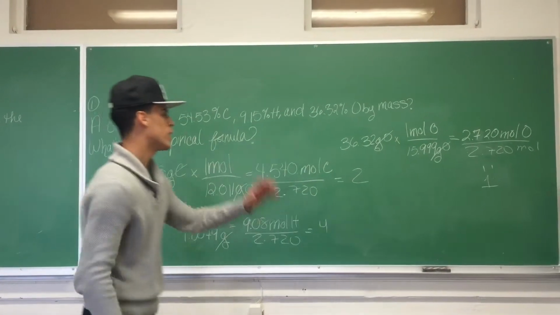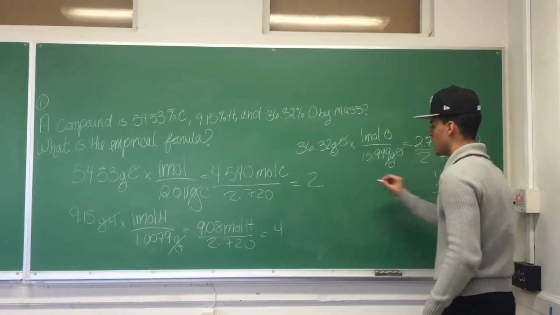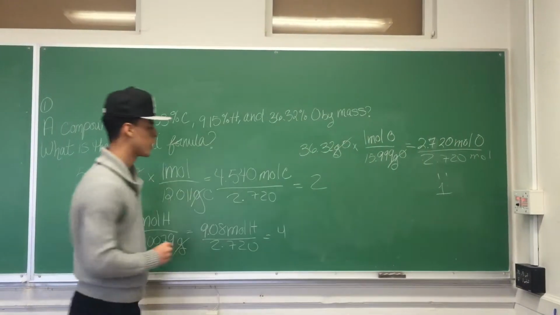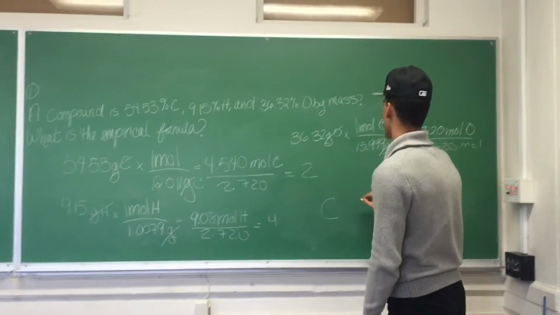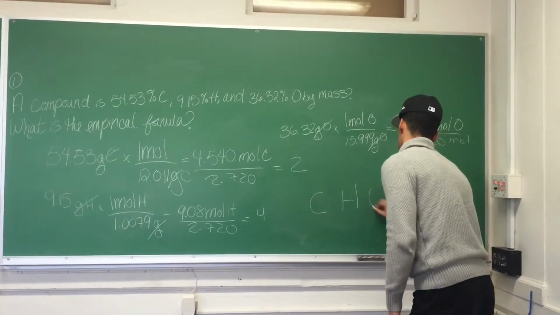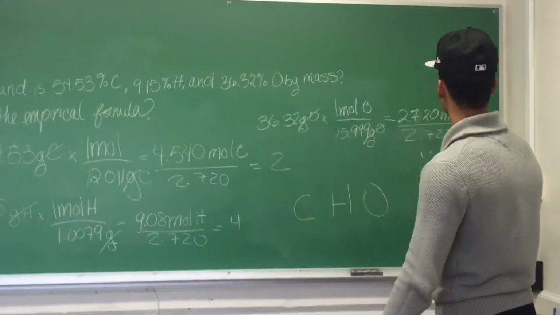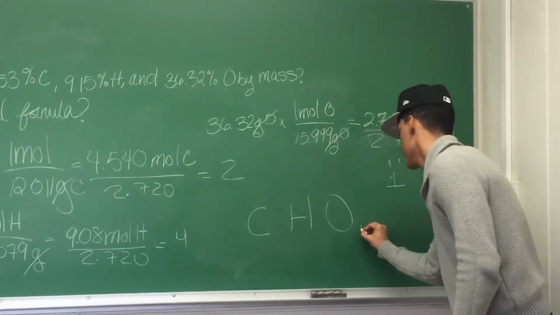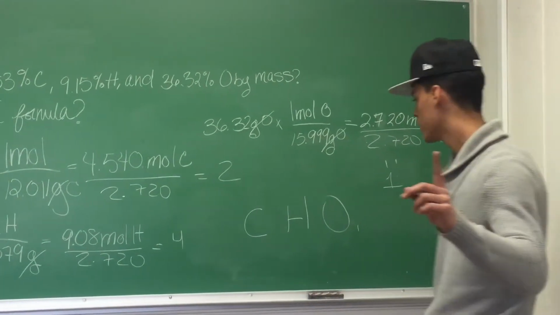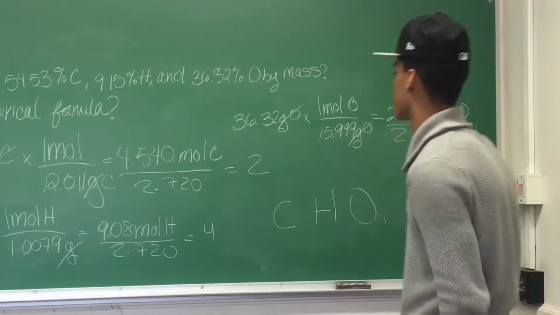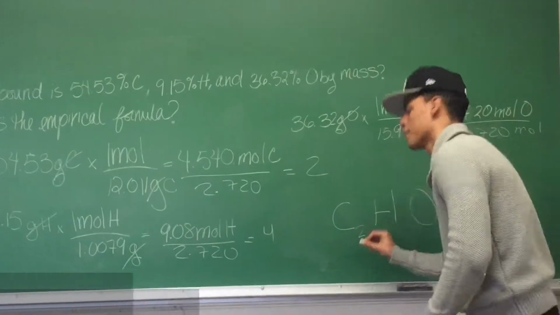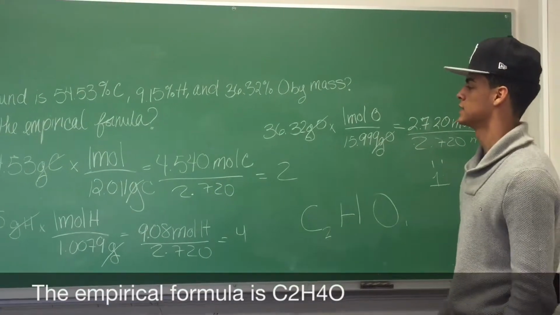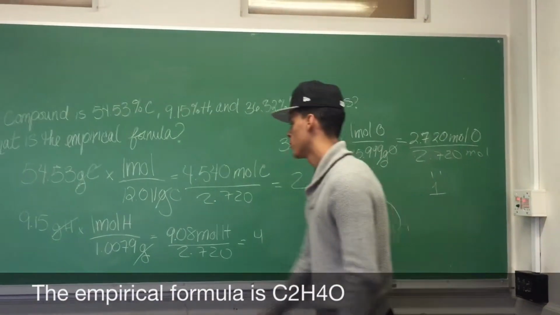So after we have gotten these numbers, this will give us our empirical formula. So we have carbon, hydrogen, and oxygen. What did we get for oxygen? We got 1. So that means that we have 1 oxygen in this compound. What do we get for carbon? We get 2. So that means that we have 2 carbons in this compound. And for hydrogen, we get 4.